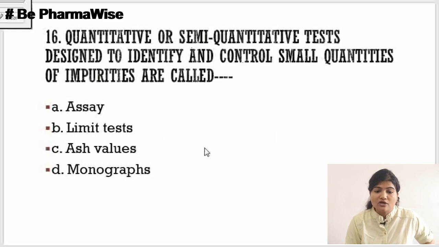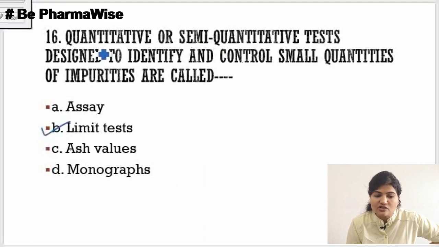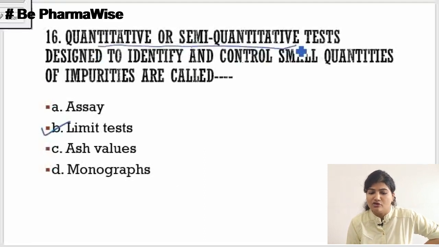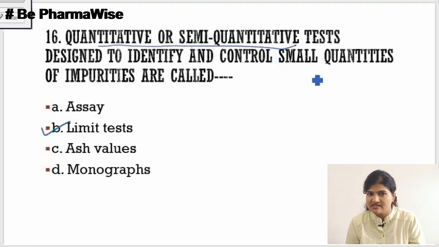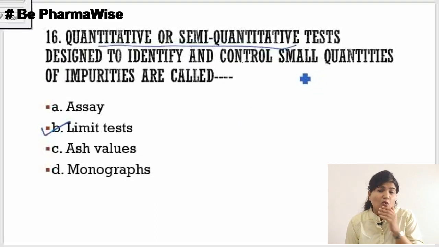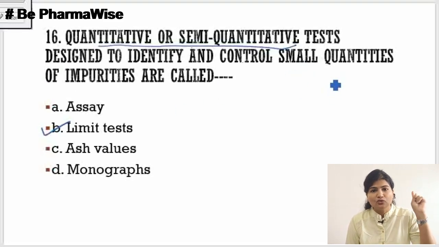Quantitative or semi-quantitative tests designed to identify and control small quantities of impurities are called. Now if you know, this is nothing but the definition of limit test. So this is the definition of limit test. Now why is it called quantitative or semi-quantitative? For this you need to understand two concepts. What is qualitative and quantitative analysis? This is one thing. And then what are limit tests and why these are performed, and how they can give you inputs about the amount of impurities present in the substance. So I'll link a video here, you go and check it out.